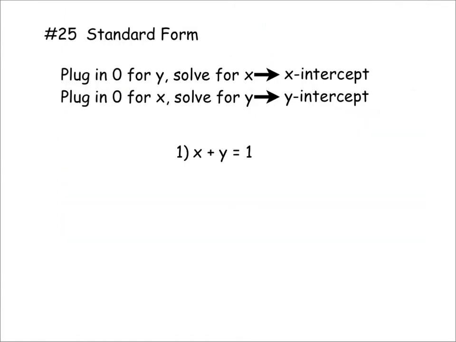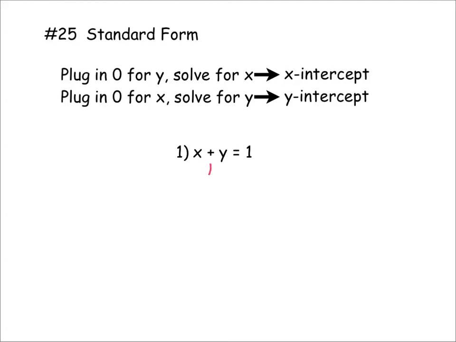Okay, so on your notes, on the first several, you have room to do the notes on this paper, but eventually you're going to need to have a separate sheet of paper. All right, so let's see. The directions state plug 0 for y and solve for x, which will give us our x-intercept. Then we're going to plug in 0 for x and solve for y, giving us the y-intercept.